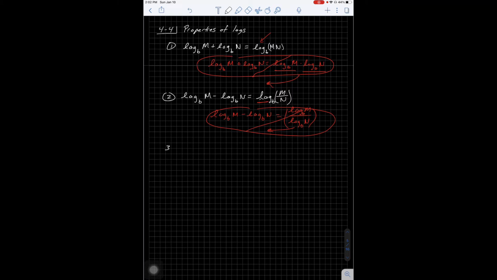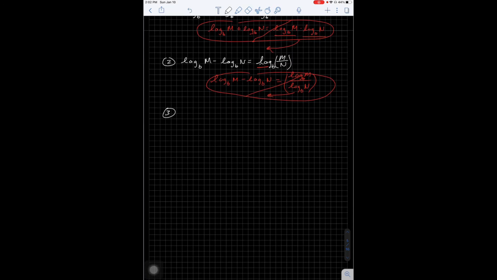And the last property, probably the most powerful of the three in my opinion, is that if you have the log of something to a power, you can bring that power down in front. It's kind of a weird property. But what is so valuable, and you'll use this property all the time in calculus, is you can take something that's an exponent and bring it down to ground level where you can do normal algebra with it. And that's a really powerful tool.